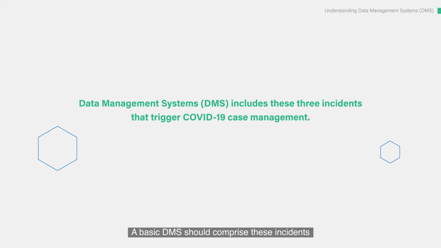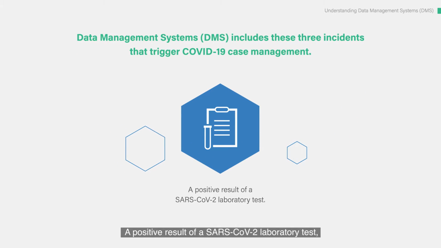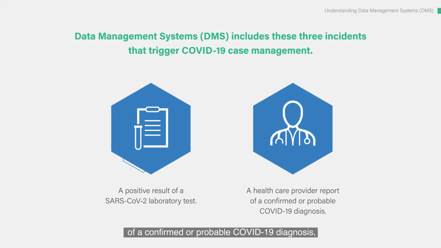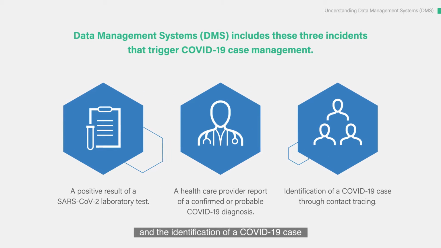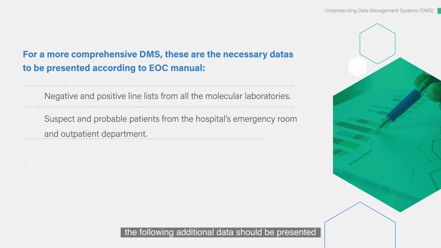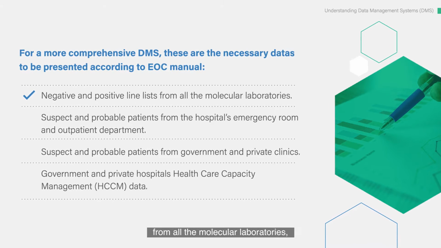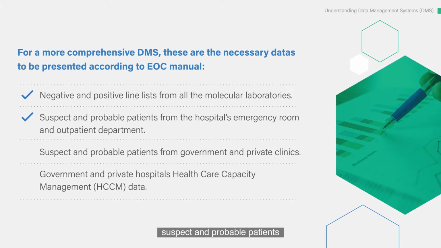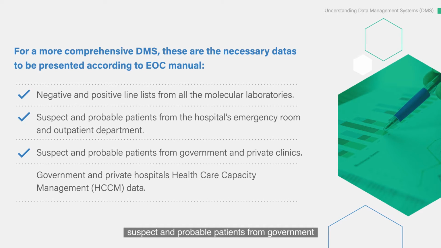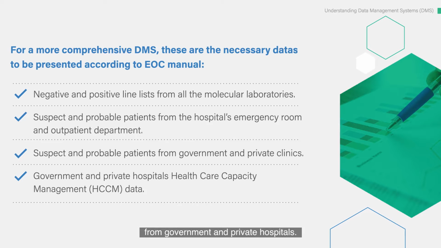A basic DMS should comprise these incidents that trigger COVID-19 case management: a positive result of a SARS-CoV-2 laboratory test, a healthcare provider report of a confirmed or probable COVID-19 diagnosis, and the identification of a COVID-19 case through contact tracing. For a comprehensive DMS, the following additional data should be presented according to the EOC manual: negative and positive line lists from all the molecular laboratories, suspect and probable patients from the hospital's emergency room and outpatient department, suspect and probable patients from government and private clinics, and healthcare capacity management data from government and private hospitals.